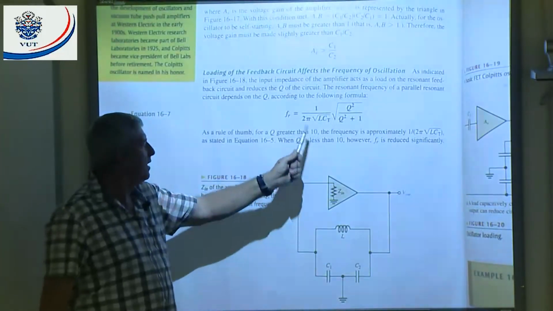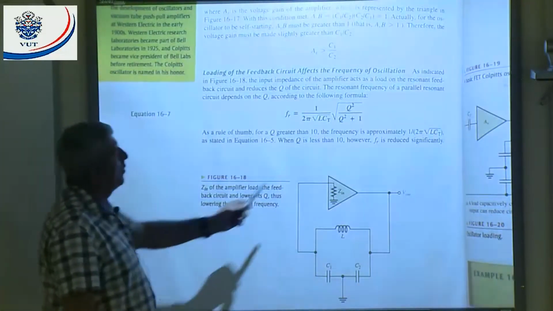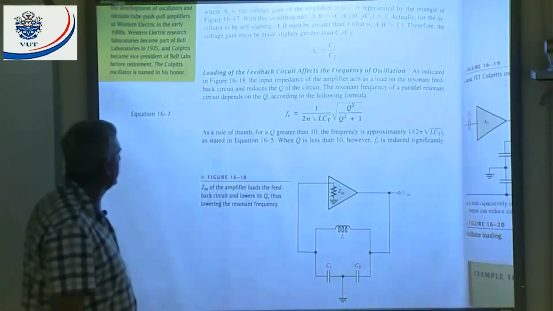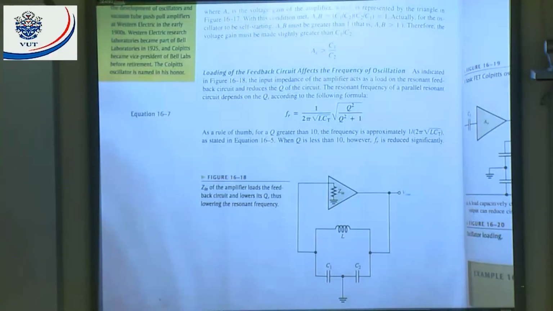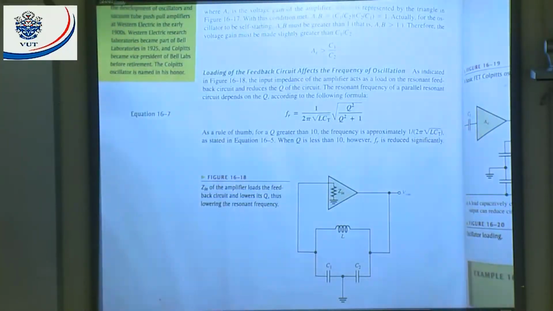Why? Because it will have an effect on my resonant frequencies. They say a rule of thumb, with a Q greater than 10, the frequency is approximately equal to 1 upon 2 pi square root of L times C total, as stated in equation 16.5. When Q is less than 10, however, FR is reduced significantly. That means my Q factor or my resonant frequency will be influenced by the loading effect. If I load the resonant circuit, it will reduce my resonant frequency.